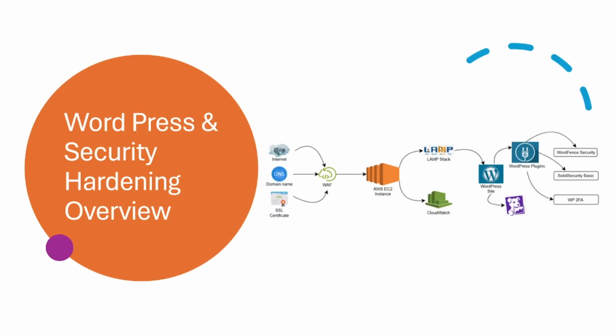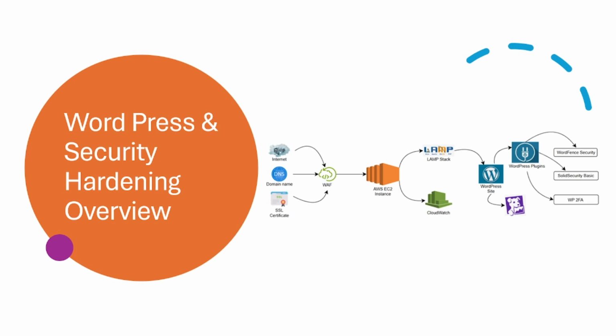Okay, so there's Preetham, and I'll be talking about phase 2, which is the WordPress overview and security hardening overview. As you can see, we have the architecture diagram where we have the WAF connected to the internet, domain name, and SSL certificates from where we are getting it, and we have the Amazon EC2 instance through which we have connected the LAMP stack and CloudWatch. CloudWatch is acting as the metrics where we are getting all the alarms, and through the LAMP stack we deployed the WordPress site.